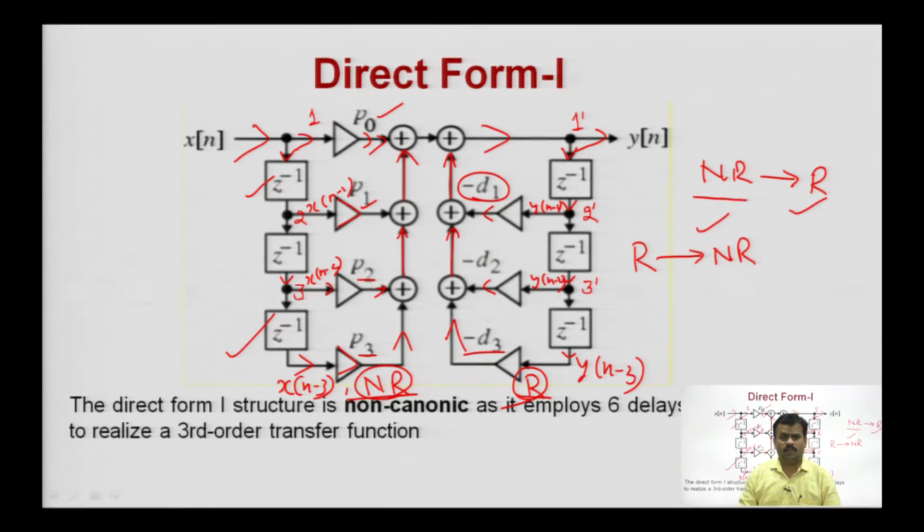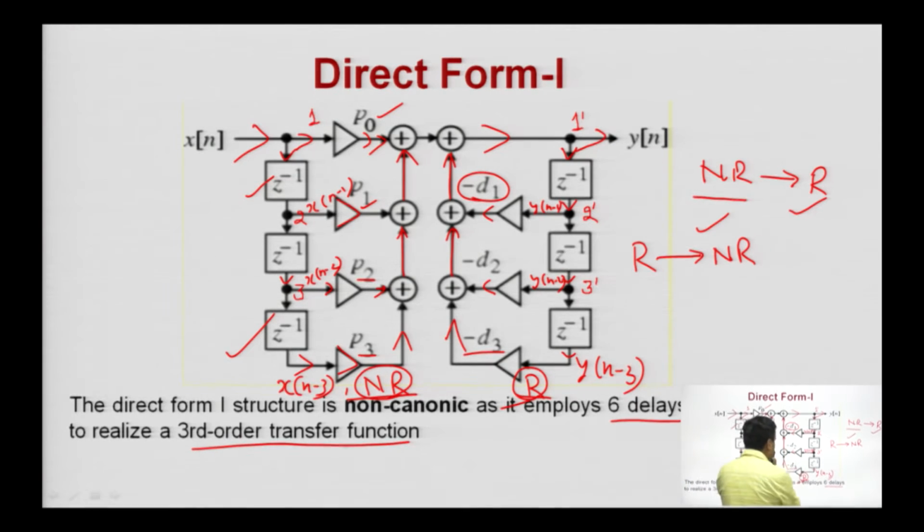So, I hope it is clear to everybody what is the meaning of direct form 1 and direct form 2. This diagram shows the direct form 1 structure only. Now, I am writing in this PPT: the direct form 1 structure is non-canonic. Why? As it employs 6 delays, it means 6 storage or delay elements to realize the third order transfer function.